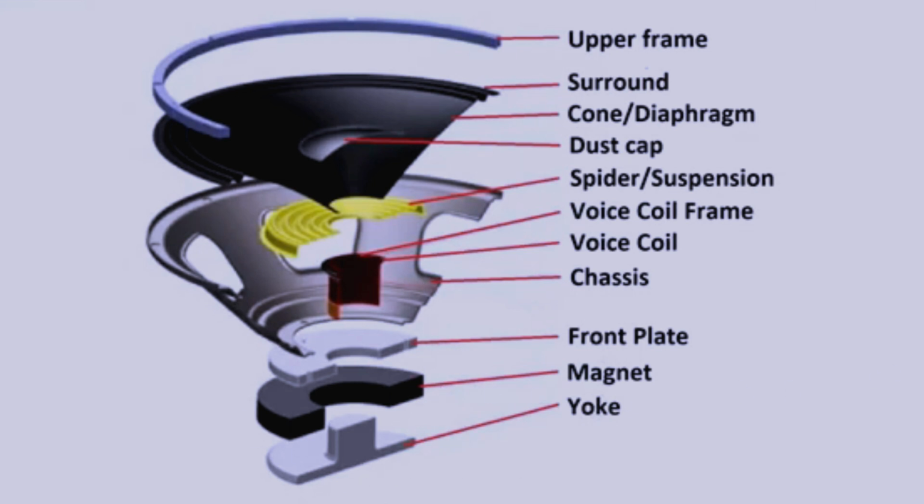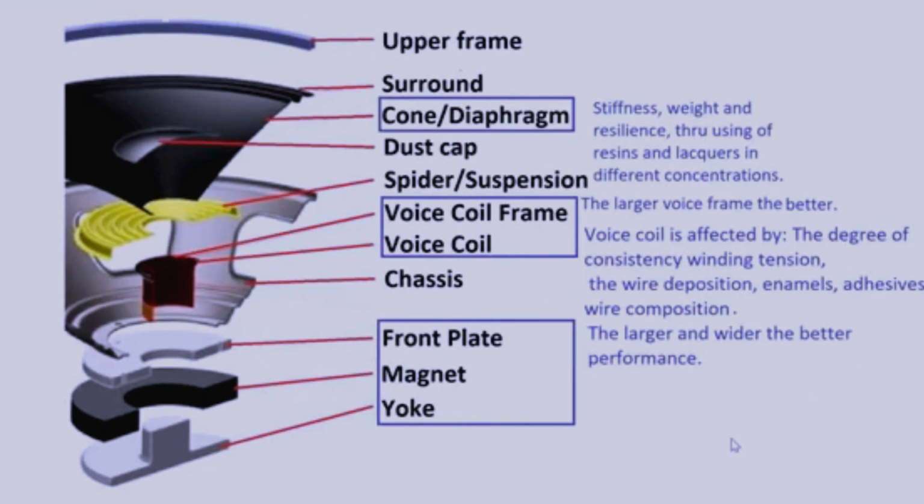Now, what are the most important parts affecting the performance? Those are the cone, the voice coil, and the magnet itself. The cone's stiffness, weight, and resilience have a big effect on the performance. It will become more acoustic if its resilience is high, if its weight is good, and if its stiffness is nice. This is done by the factory using a lot of resins and lacquers in different concentrations.